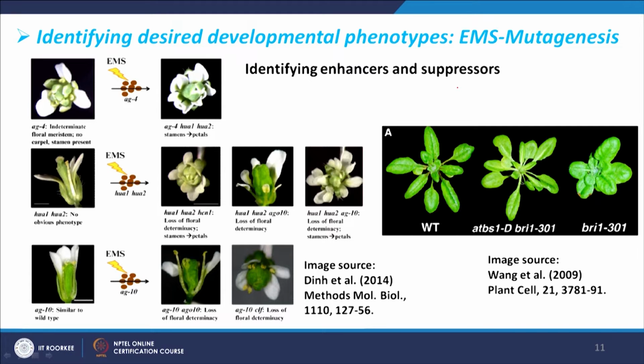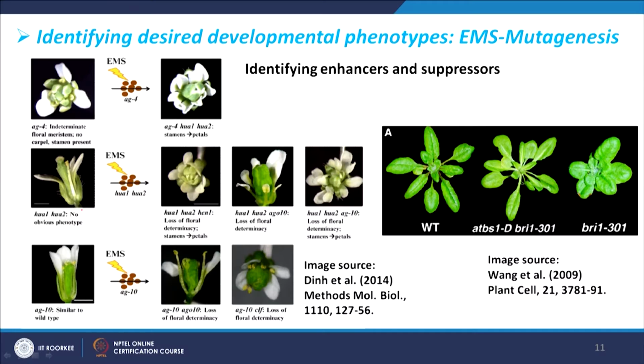So, this is a gene which is called AG, the agamous gene. In this mutant, this is a single mutant, you can see some phenotype. The phenotype is indeterminate floral meristem, no carpel, but stamen is fine. When this mutant was mutagenized and screened for another second site mutation, there were other mutants identified, HUA1, HUA2, and these mutants along with the agamous mutants form double mutants. If you look, all the other mutant phenotypes are still there, but even stamens are getting converted into petals. So, a second site mutation can enhance the first mutation. Similarly, HUA1 and HUA2 alone do not have any phenotype.